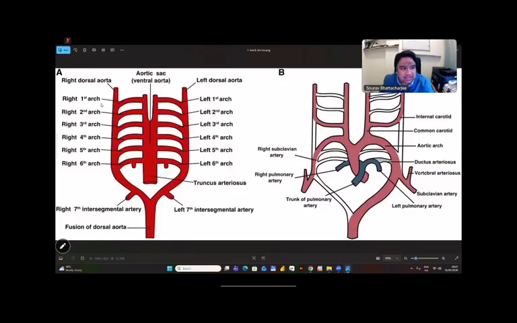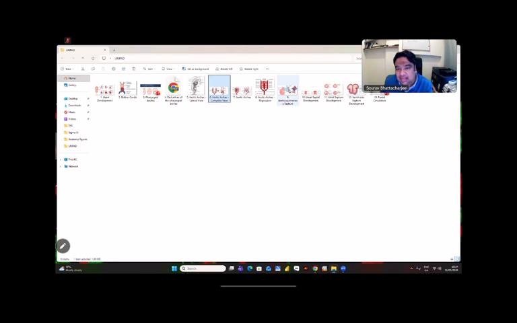So this is the right first arch, this is the left first arch, second arch, right and left, third arch, right and left, fourth arch, right and left, fifth arch, right and left, sixth arch, right and left. This fifth arch will disappear. As we were discussing, the fifth arch originally develops, but then it disappears.